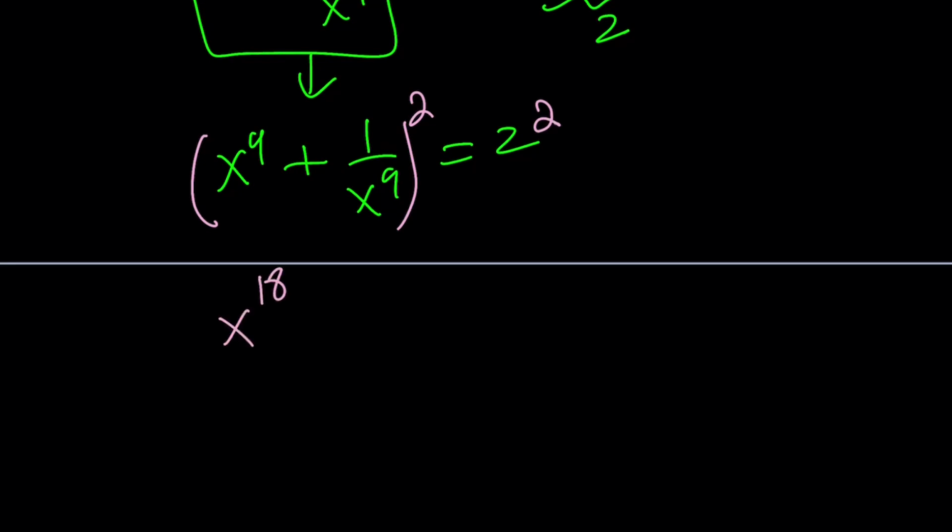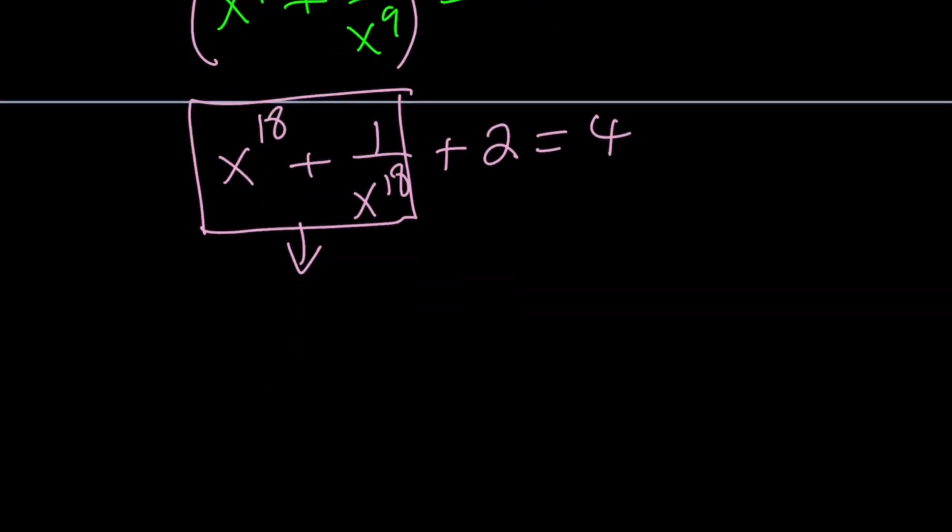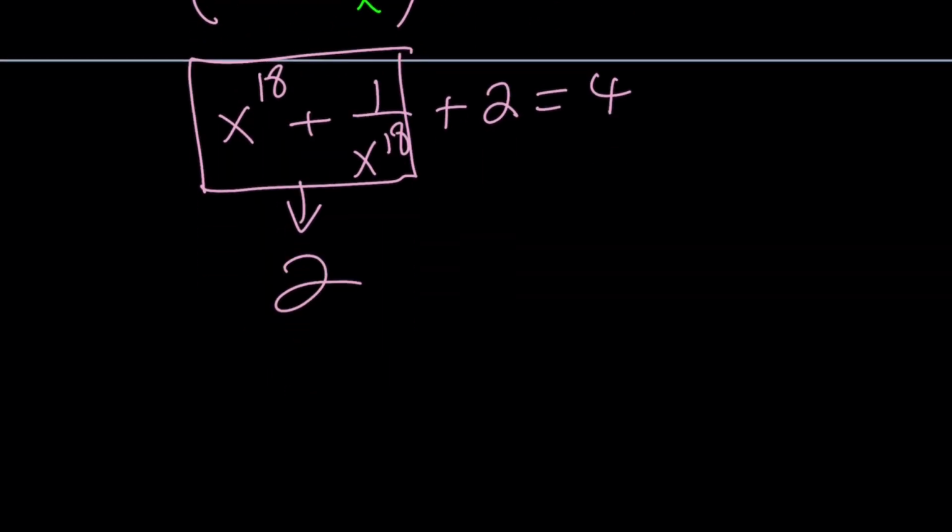Hopefully. x to the power 18 plus 1 over x to the power 18 plus 2ab. This is squaring, not cubing, so you're going to use a squared plus b squared plus 2ab, and that is going to be a 2, and that's equal to 4. And from here you get x to the power 18 plus 1 over x to the power 18 equals 2. And that will be the answer. 4 minus 2. Make sense? We just go ahead and subtract 2 from both sides, and that gives us the answer.